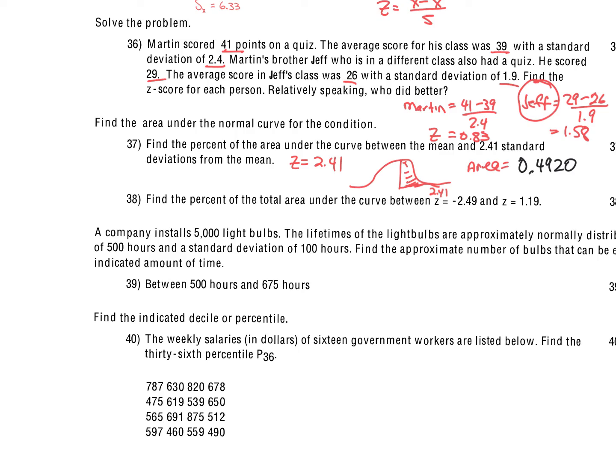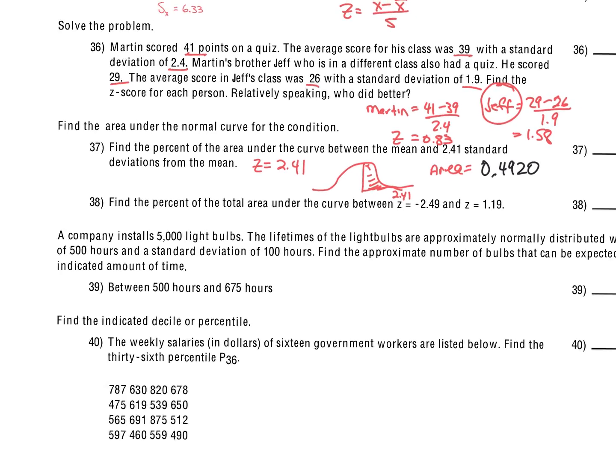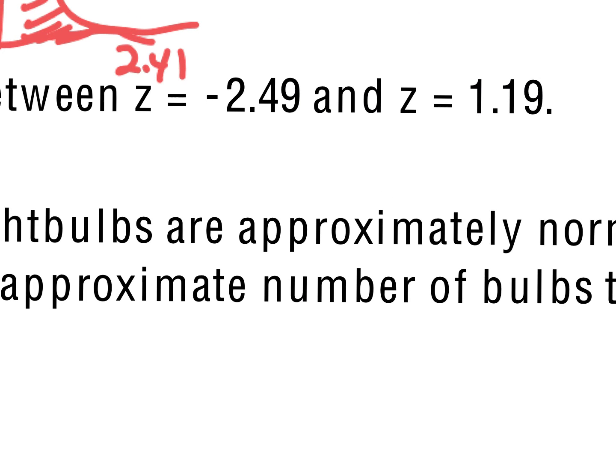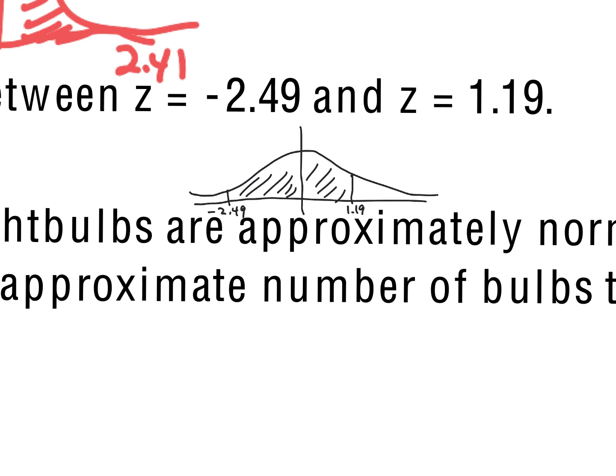The next part, find the percent of the total area under the curve between Z equals negative 2.49 to Z equals 1.19. So drawing a picture of this, here's my normal curve. And then negative 2.49 is going to be over here, and 1.19 is over here. So we need to get each of these areas separately by looking up positive 2.49 on the table and 1.19 on the table.